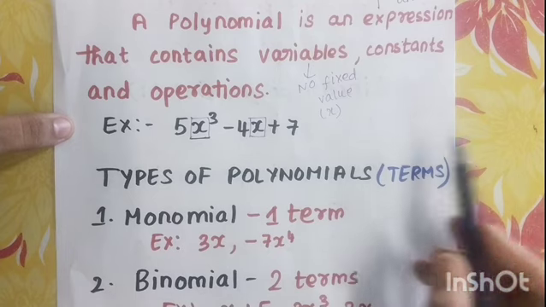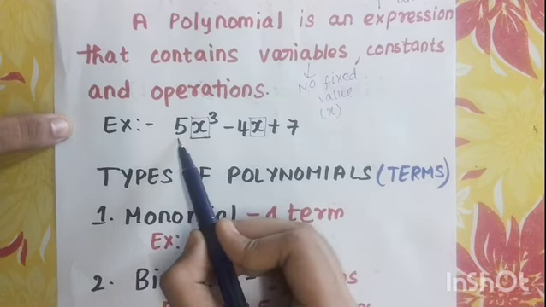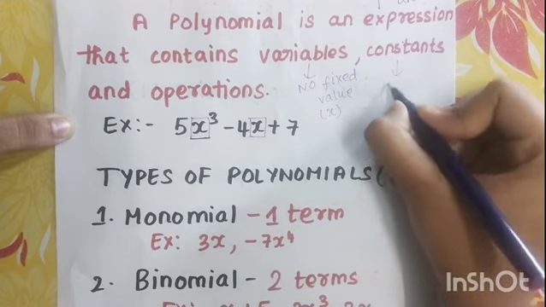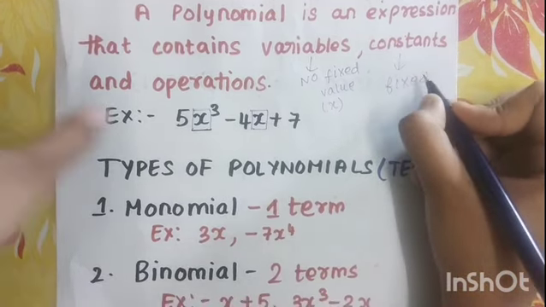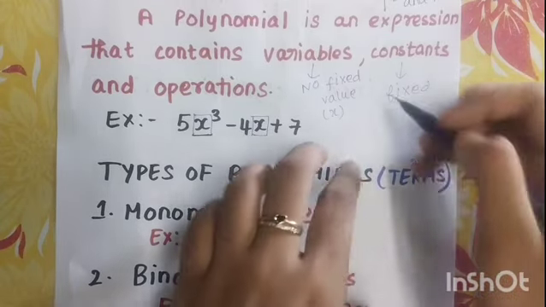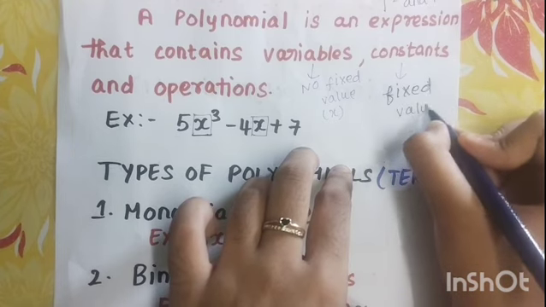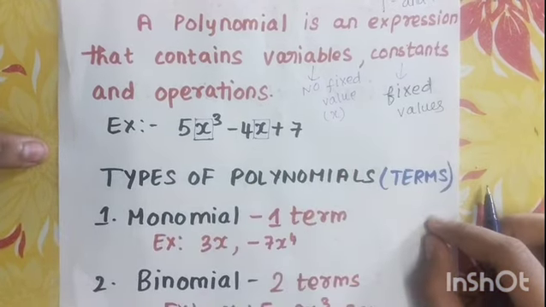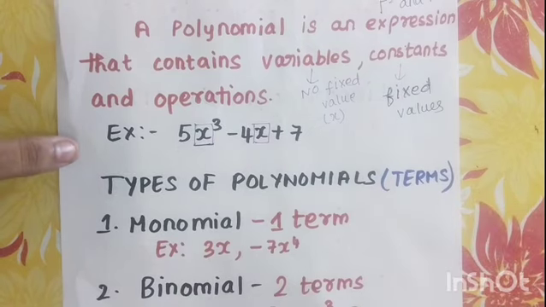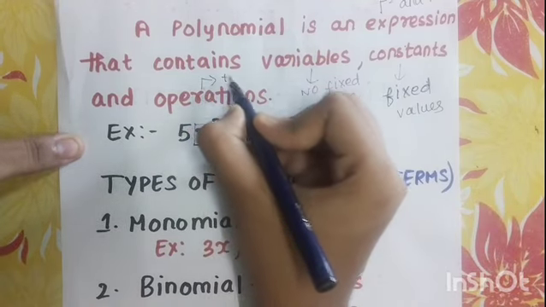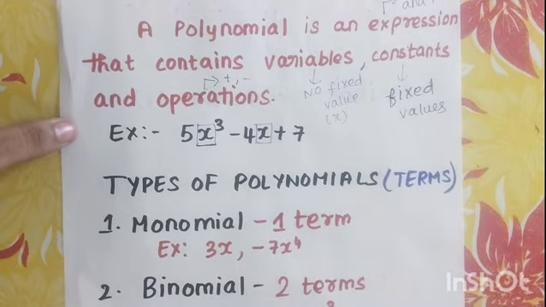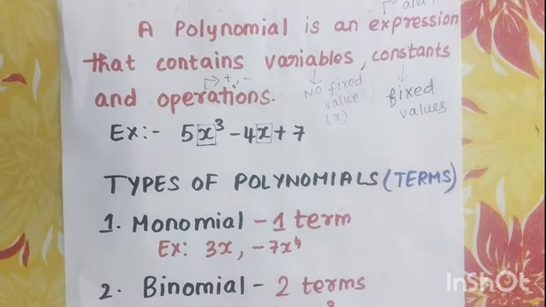Whereas the constants are nothing but these here, which have fixed values. So it is called constants. And operations are nothing but addition, subtraction, all these are operations, right? So now we can clearly understand that a polynomial is an expression. It does not have any LHS or RHS and it contains variables, constants and operations.